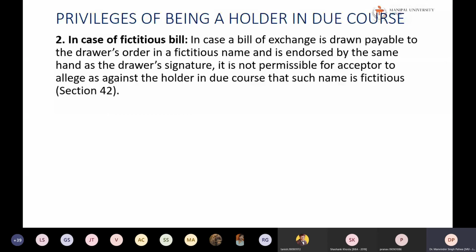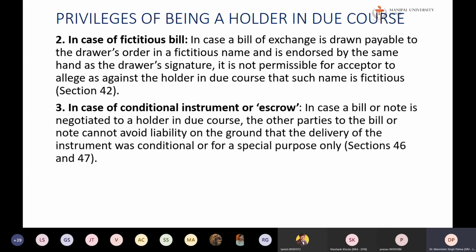Next privilege is in case of a fictitious bill. In case a bill of exchange is drawn payable to the drawer's order in a fictitious name and is endorsed by the same hand as the drawer's signature, it is not permissible for the acceptor to allege as against the holder in due course that such name is fictitious. So even if the name is fictitious, it is guaranteed that the holder in due course will be properly paid.